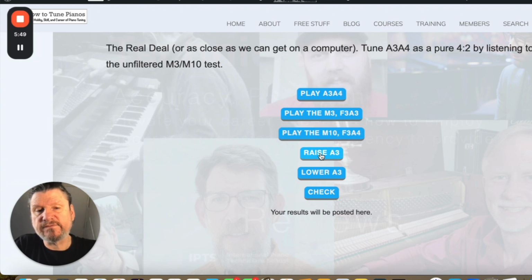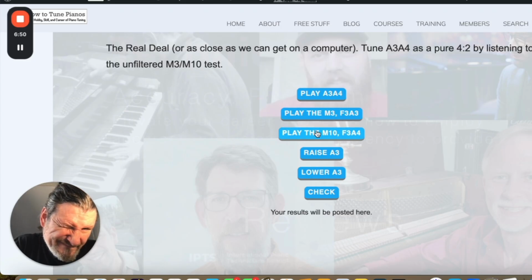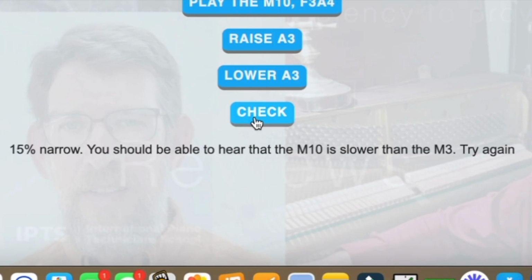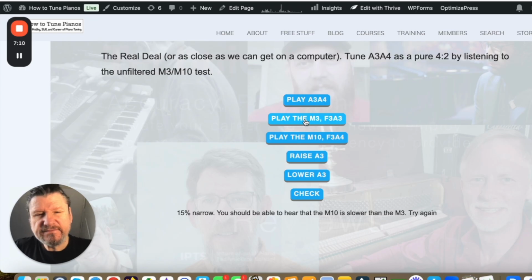Still too slow. Still too slow. Let's check. 15% narrow. The 10th is slower than the 3rd. Let's play and confirm. Oh yeah. So let's slow down the F3, A3.